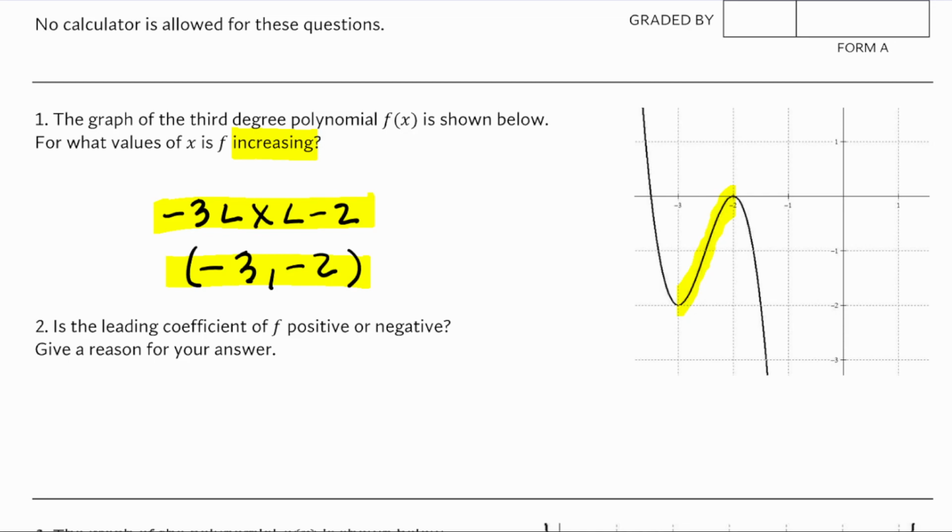We don't even need to worry about that to determine if the leading coefficient is positive or negative, because we can determine that from the end behavior. Right? Okay, we're seeing that as x goes to negative infinity, y is going to positive infinity, and as x goes to positive infinity, y is going to negative infinity, and so that means I've got a negative leading coefficient.